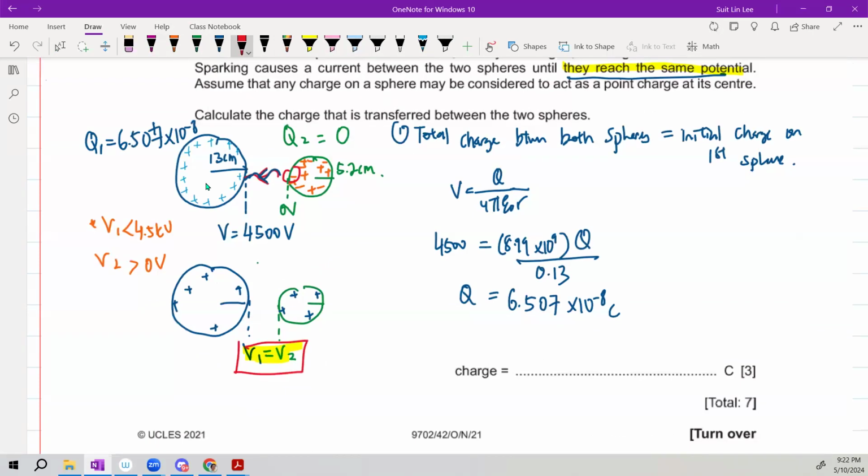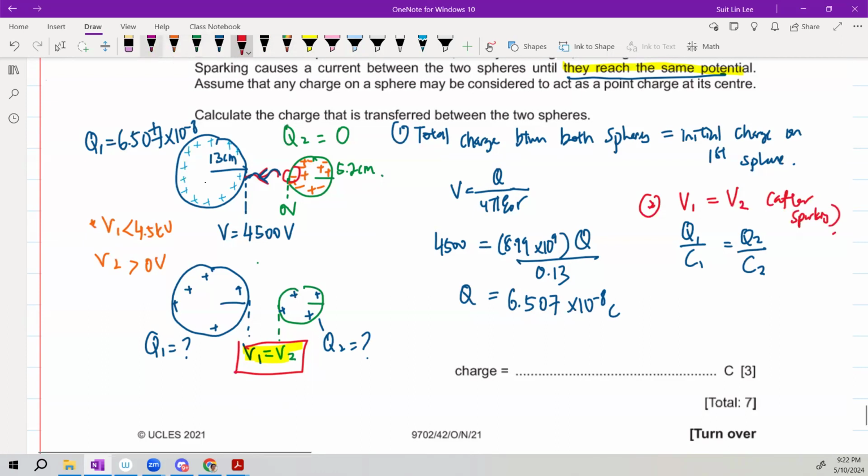V1 is equal to V2. So point number 2, the sparking will stop when the potential difference of the first sphere is equal to the potential difference across the second sphere. And to think about V1 over V2, I can use Q1 over C1 is Q2 over C2. The new charge. So I can find Q1 here and find Q2 here. This is after sparking.